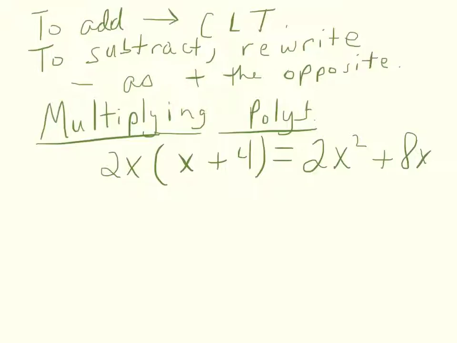Okay, for our next example, consider a binomial x plus 2 times another binomial 2x plus 1. Again, everything here is being multiplied since there are no symbols between the two polynomials. Okay, this is our good old friend FOIL.